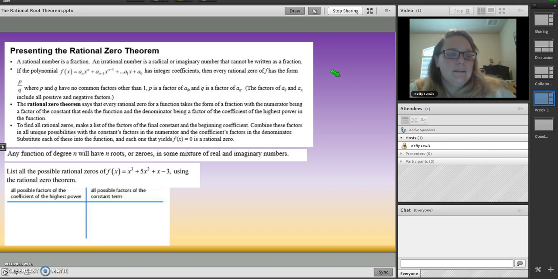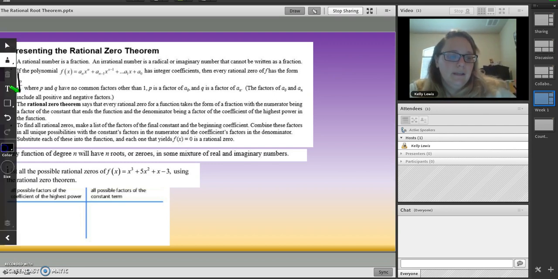We're going to go back to this in a minute. P and Q, P is a factor of this, Q of that. I'm going to go back to that. I'm just highlighting important stuff for a minute while I have my highlighter open.